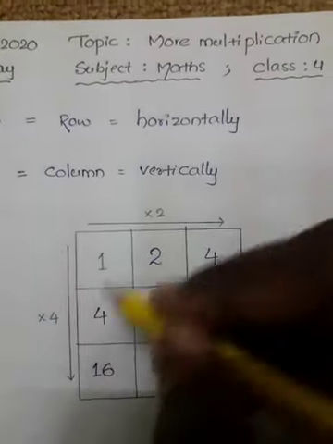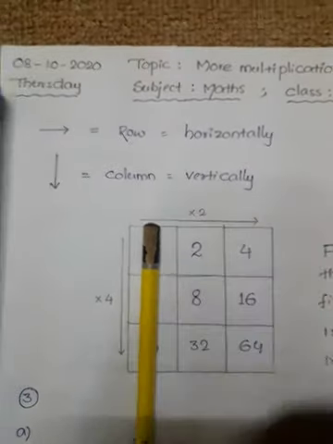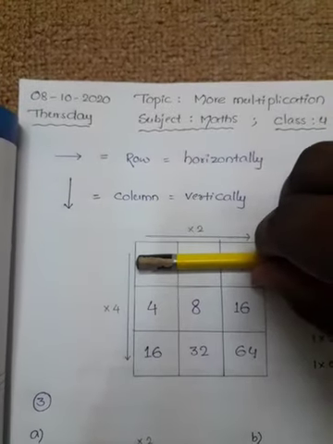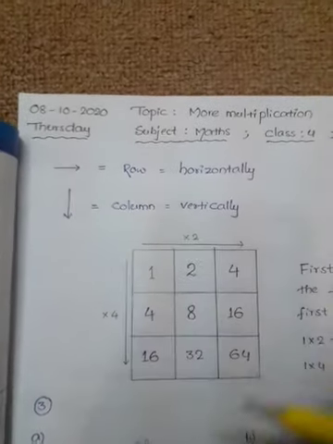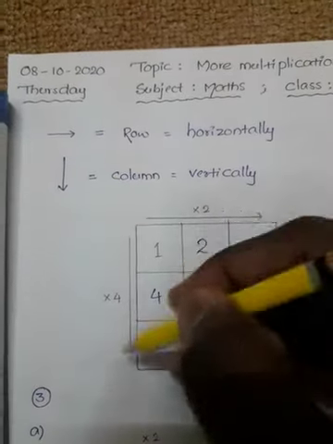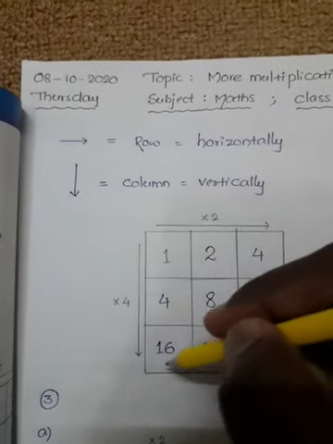Similarly, when you want to find the first column, column means I told you like this way, right? So, this is the first column, and this is the first row. You have to complete the first row and first column, okay? Now, when you find the column, you have to multiply with this number because this is the column value. So, 1 multiplied by 4 equals 4, then 4 multiplied by 4 equals 16.